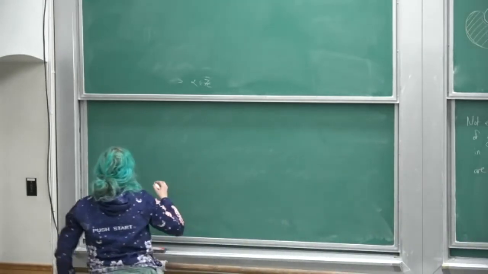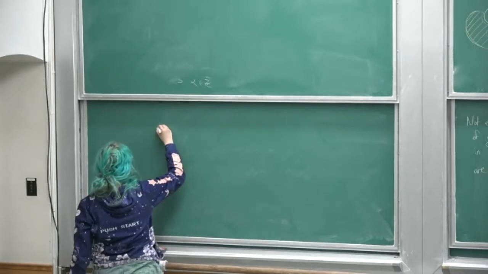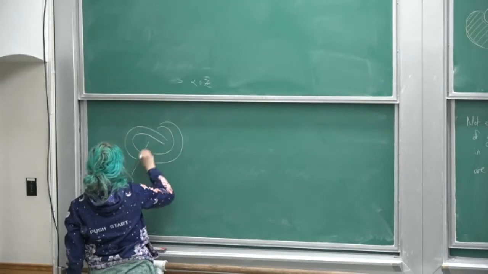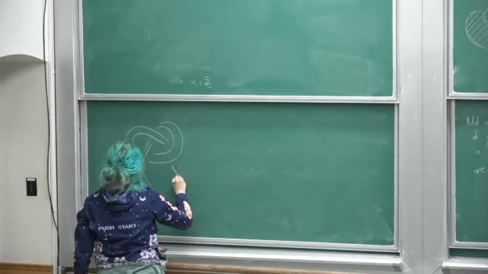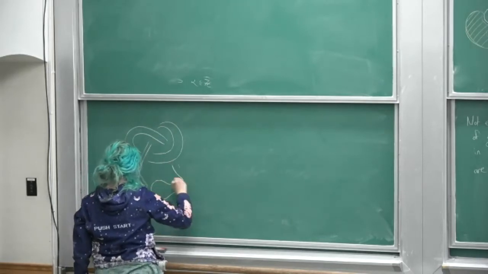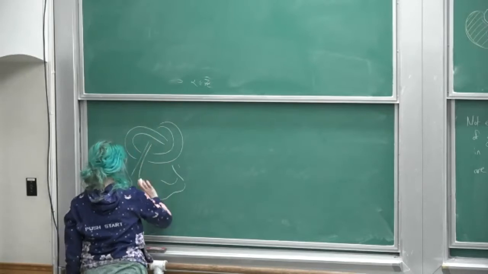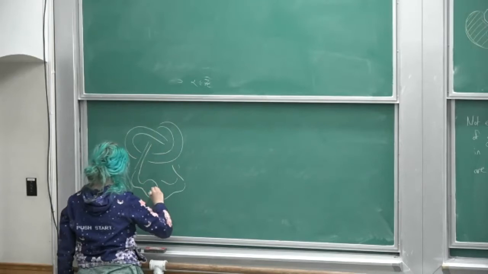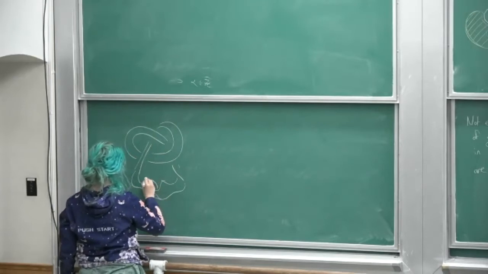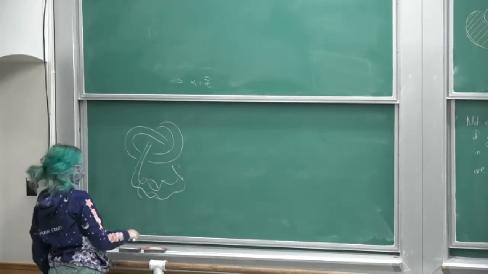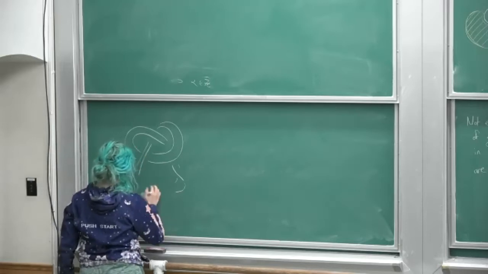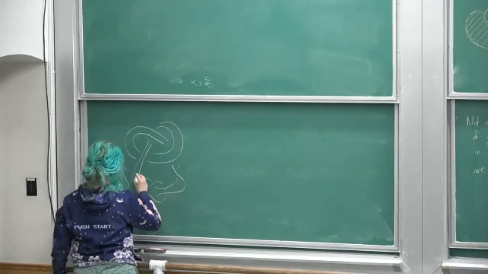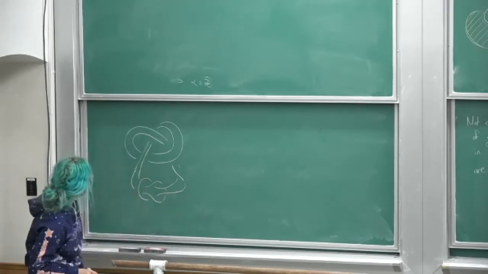Okay, so first I'm gonna draw the knot that I want. So I'm not gonna draw the unknot this time. I'll draw something more interesting. So like this. Okay. That went well. That went well. Okay, no, it didn't. Great. Okay, cool. So here is my non-trivial knot.